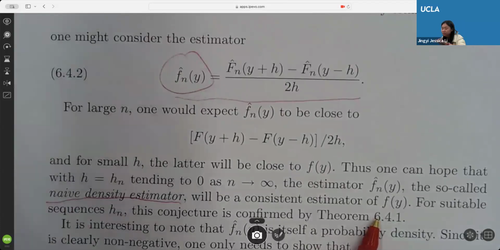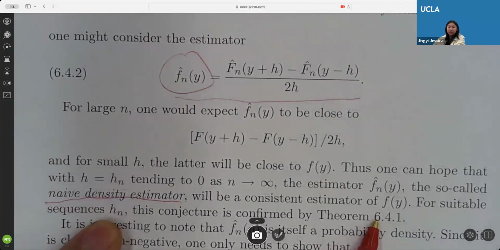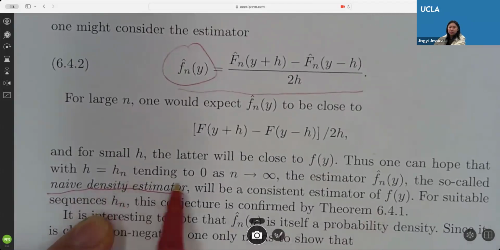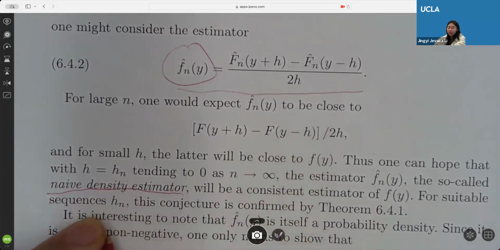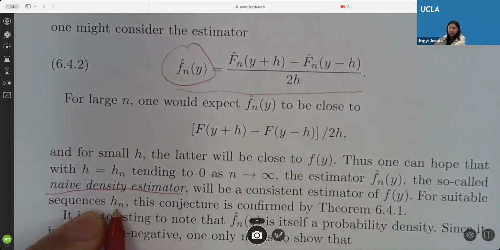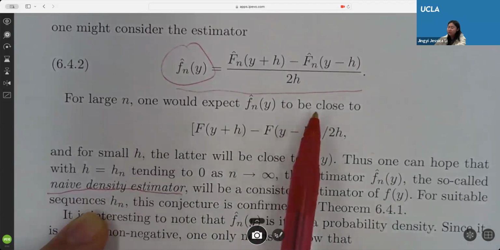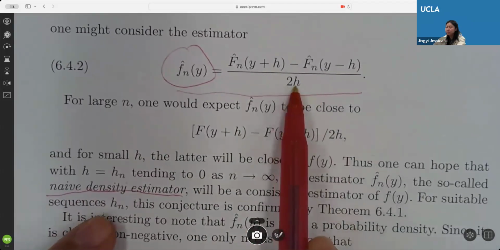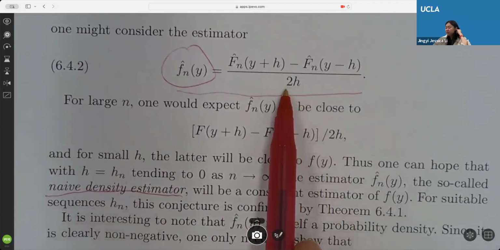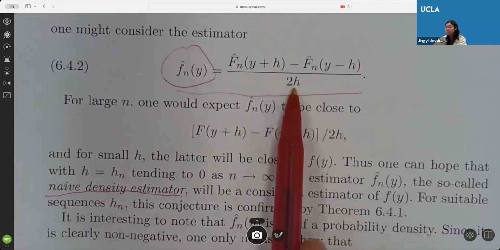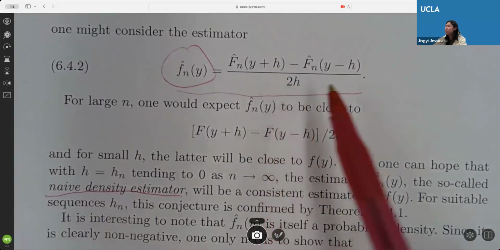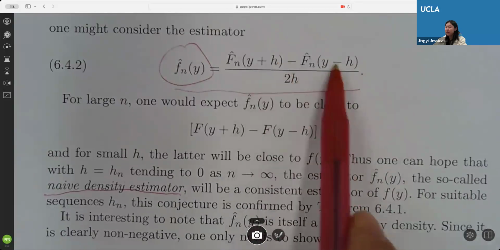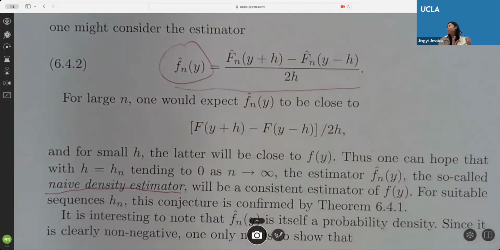For suitable sequences h going to 0 in n. As you want h to go down to 0, h must be small. You can specify h to be a sequence of n, so as n goes large, h can go down. This also makes sense because when your sample size is large, you can afford h to be small, because no matter how small the interval from y minus h to y plus h is, you will have some samples in there, so you can have an estimate of the proportion.